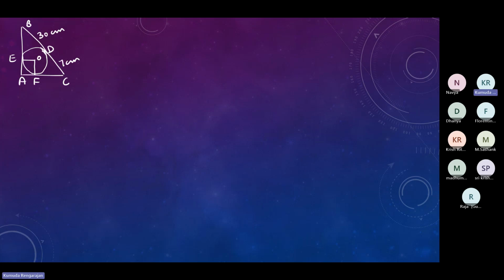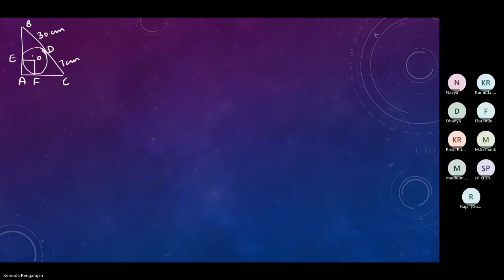Okay, so in my diagram, BD is 30 centimeters, DC is 7 centimeters. It's definitely not proportional, but don't mind that. BD is 30, DC is 7, but both of them look equal. So don't mind that, okay? So BD is 30, DC is 7.